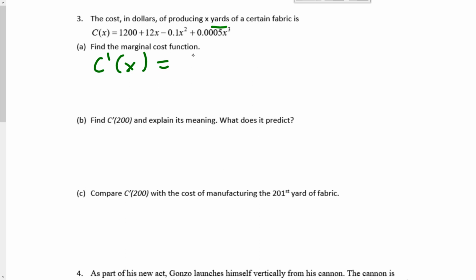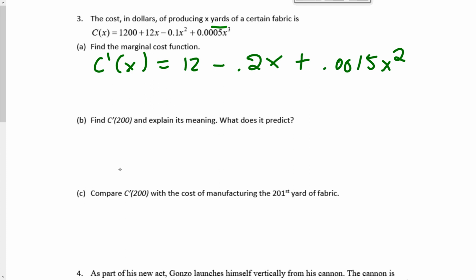Derivative of the constant is 0. Derivative of 12x is 12. Derivative of negative 0.1 times x squared is 0.2x, and then plus 15 and 2 zeros. Okay, so that's the marginal cost function. So that's how much it will cost to produce the next yard. So just one single yard.